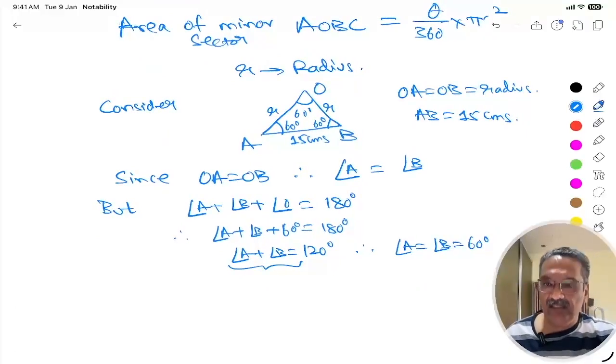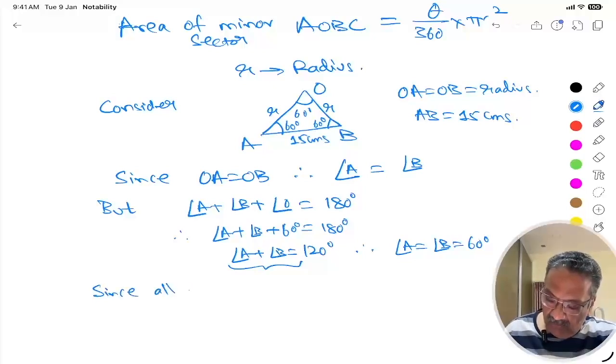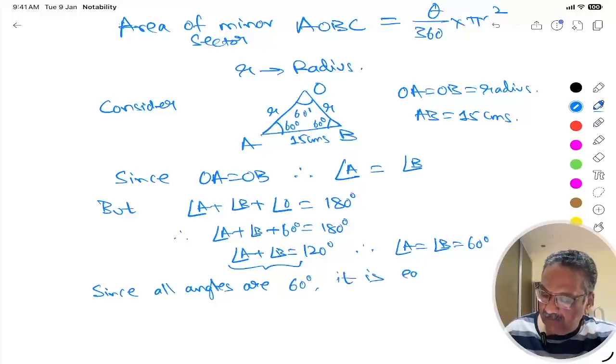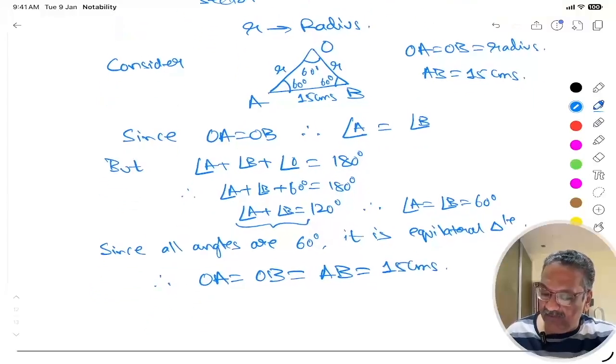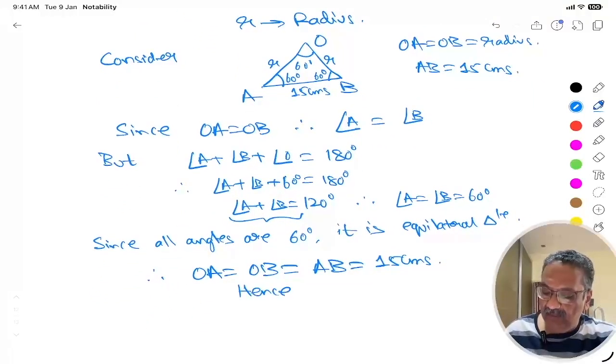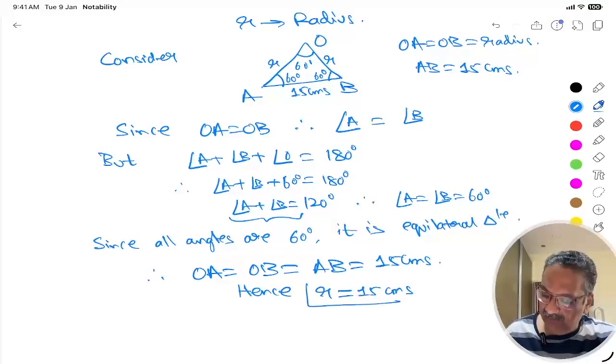Since all the three angles are 60 degrees, it is an equilateral triangle. Therefore OA is equal to OB is equal to AB is equal to 15 centimeters. Hence we have the radius of the circle is equal to 15 centimeters.